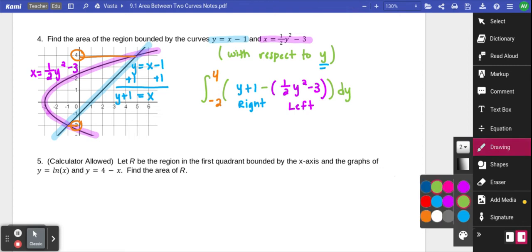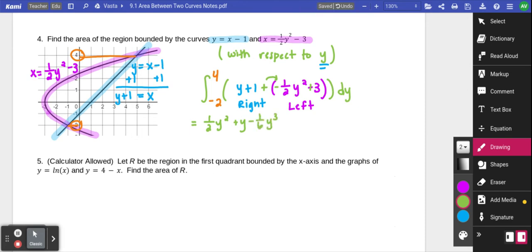Now, in order to actually solve this, I'm going to need to do the antiderivative. One of the things I like to do right away is distribute this minus, so this is going to be a negative and this is going to be a positive. That makes it a little bit easier because I don't make as many sign errors when I'm doing my antiderivative. The antiderivative of y would be 1/2 y squared. The antiderivative of 1 would be plus y. Then I would have y to the third power, and I would need to divide by that 3. So instead of 1/2, I'd have 1/6 plus 3y plus c, and I go from -2 to 4.